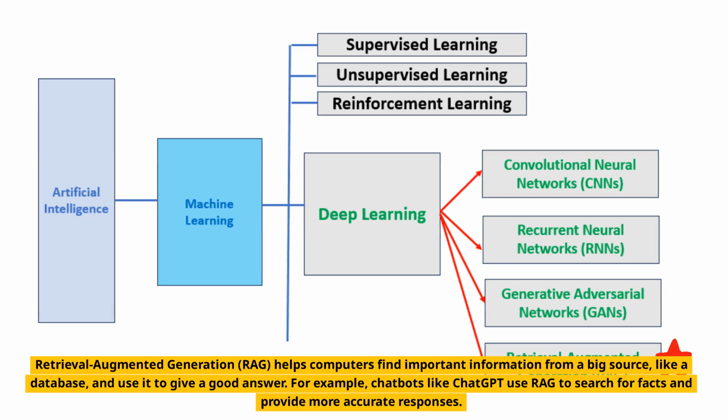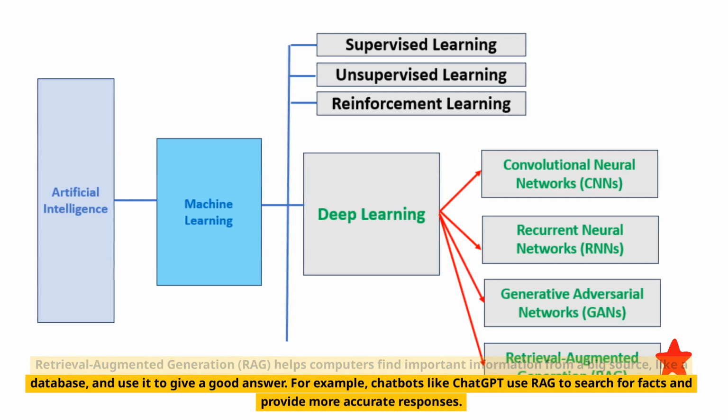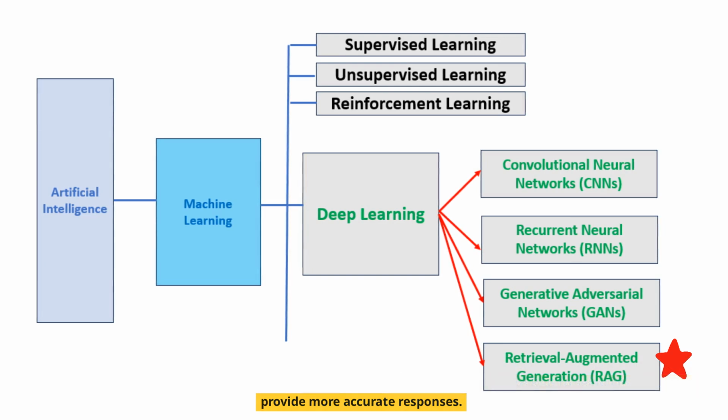Retrieval Augmented Generation, RAG, helps computers find important information from a big source, like a database, and use it to give a good answer. For example, chatbots like ChatGPT use RAG to search for facts and provide more accurate responses.